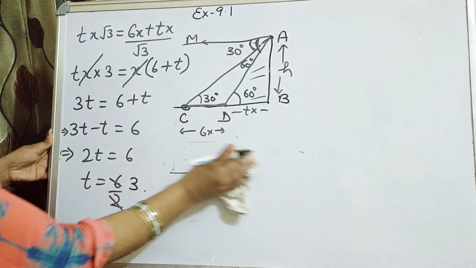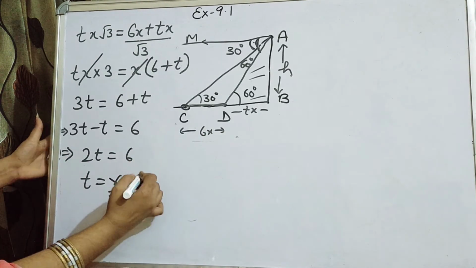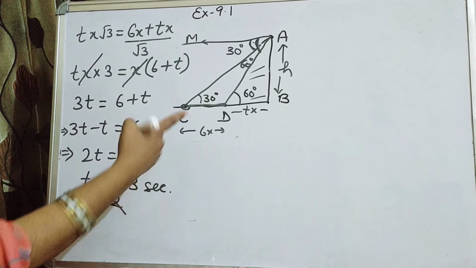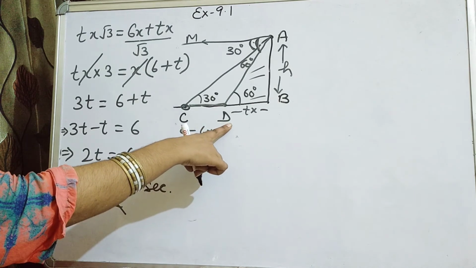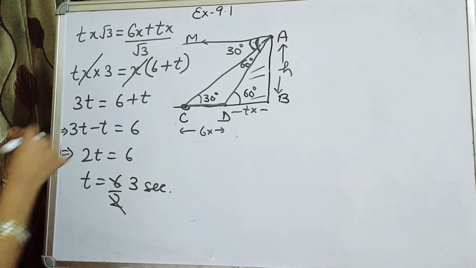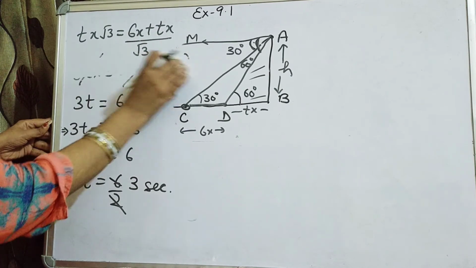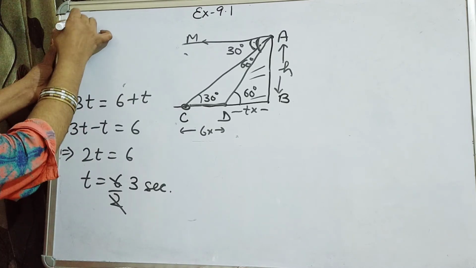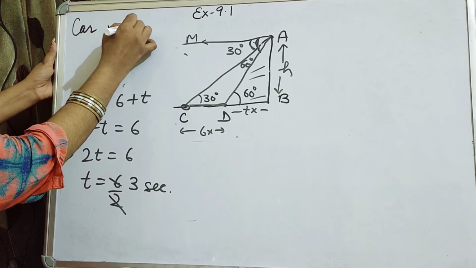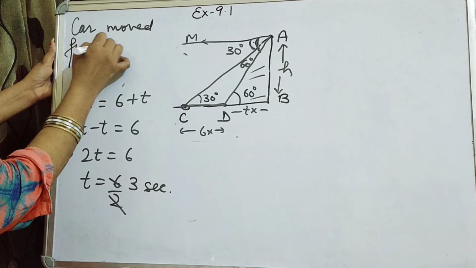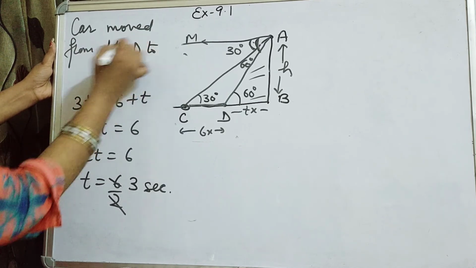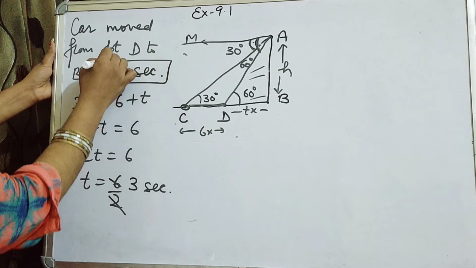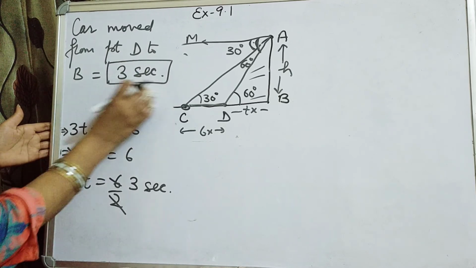What it means is that the value of T is 3 seconds. And what did we suppose as T? T is the time taken by the car moving from point D to B. So the required time the car has taken is 3 seconds. The car moved from point D to B in 3 seconds. So this is the answer. 3 seconds is the required answer.